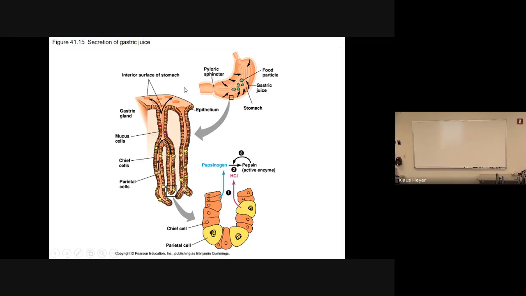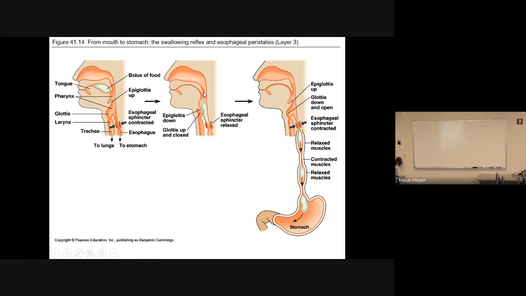So notice the stomach up here. You have this cardiac sphincter. That is to prevent food from going back into the esophagus. This sphincter here is called the pyloric sphincter. It's not about preventing backflow. It's to slow down food from going into the intestine. You don't want to dump food from your stomach into your small intestine. I'm sure you know that.